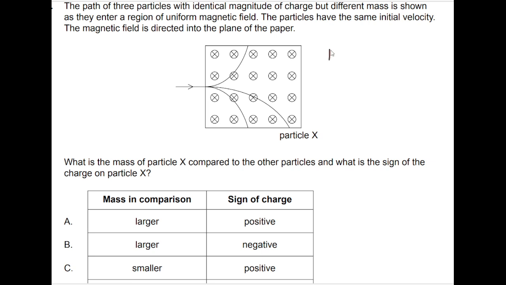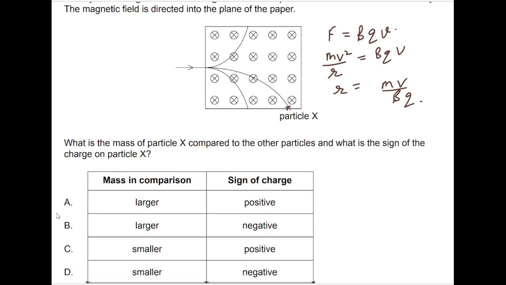Now we know that the force is calculated by the formula BQV. Because they take a circular path, this is centripetal force, which is given as mv square by r, and can be written as BQV. So if I have to calculate the value of r, r will be equal to mv by BQ. That means the one which is taking a larger radius will have the largest mass, and among all these particles, X is taking the largest radius of the circular path. So I'll say that it has a larger mass as compared to the other two.